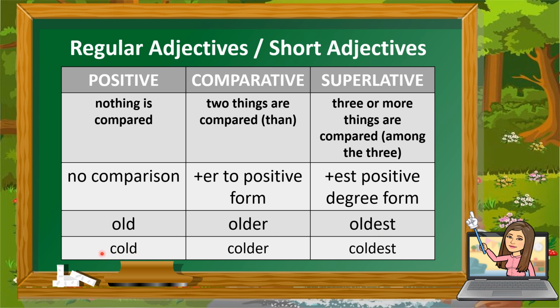Okay, so last row, same process. Cold, it will become colder if it's under comparative, and then coldest if it is under superlative degree. Okay, so next one.